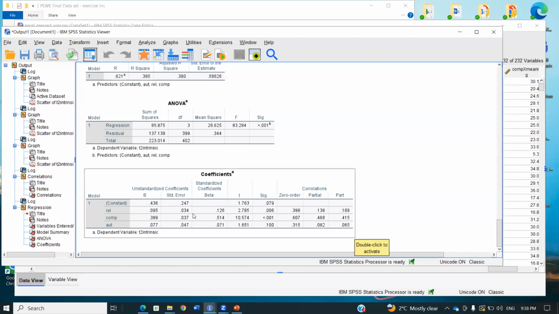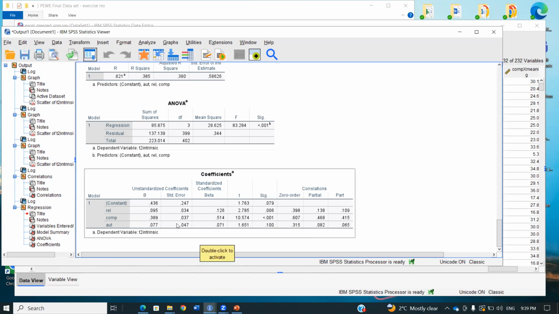For each estimate, we also get a standard error. If we take our beta coefficient and divide it by our standard error, that gives us our t-statistic. You recall, larger t-statistics represent a smaller p-value. In this case, our relatedness variable is significantly correlated with our outcome, less than 0.05 if we're using that cutoff. Our competence variable is our strongest predictor, and our t-value is quite large.